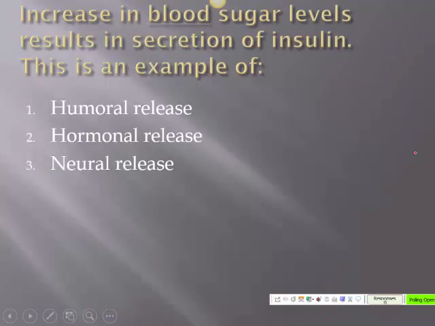So now, answer a few questions. Suppose there was an increase in blood sugar levels and that resulted in secretion of insulin. What would this be an example of? Humoral release of a hormone, or hormonal release of a hormone, or neural release of a hormone?